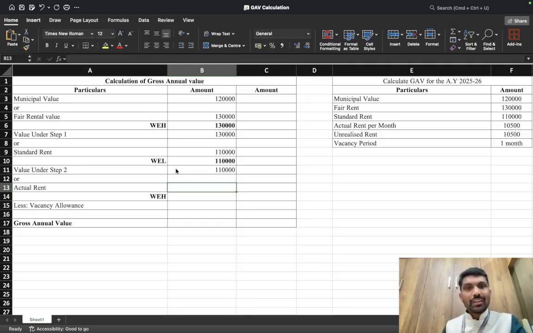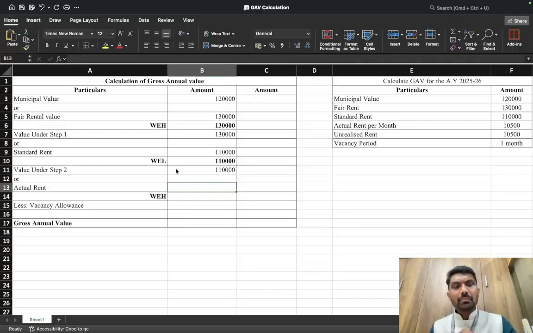So most of the students are forgetting to minus unrealized rent. Unrealized rent is nothing but the rent not able to collect from the tenant. That means the tenant is staying in the house, but we are not able to collect it from the tenant. So that amount will be called unrealized rent. Whenever you are considering actual rental value, from the total rent you should minus any rent not collected from the tenant.